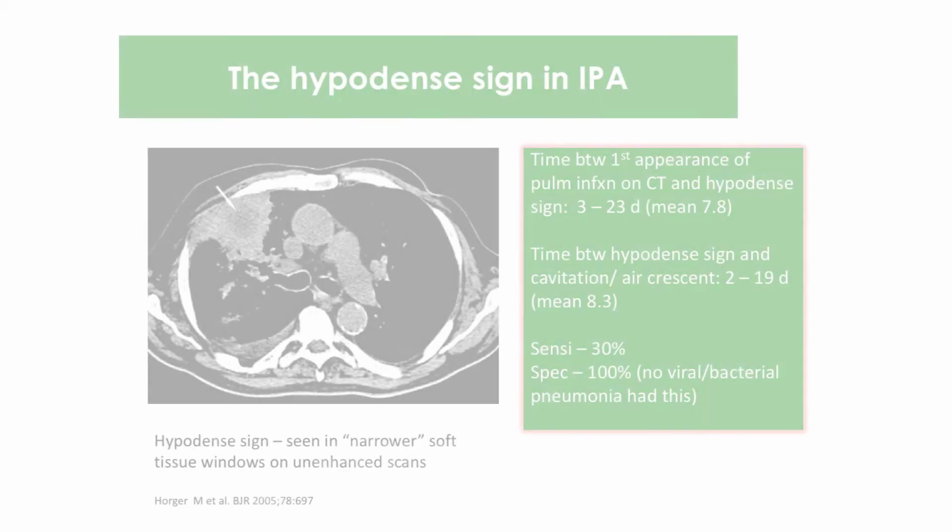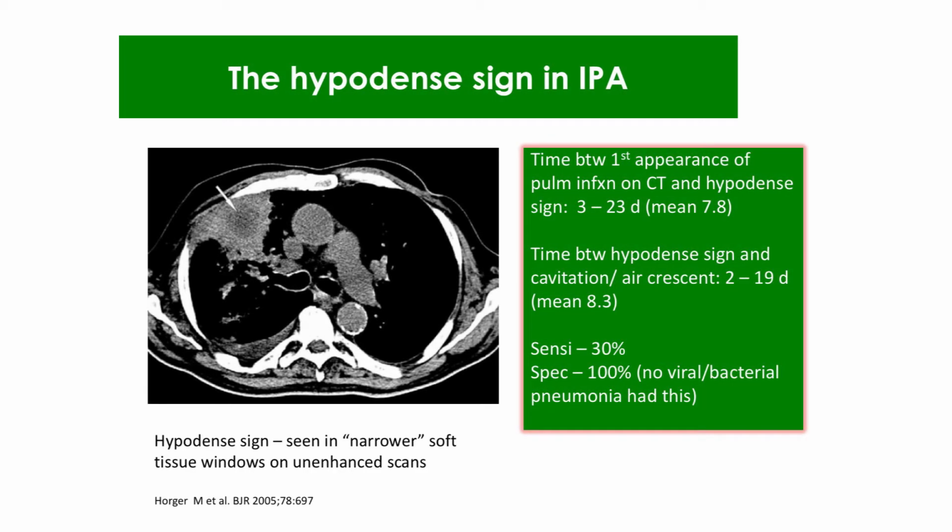Now, this is another interesting sign. It is not well emphasized. Anyway, it is not in the major criteria of the EORTC, but it's called a hypodense sign. But you have to go to your radiologist and sit down with him at the console to see this sign. You have to change it to what they call a narrower soft tissue window on an unenhanced scan to see this. And people again have studied this in some detail.